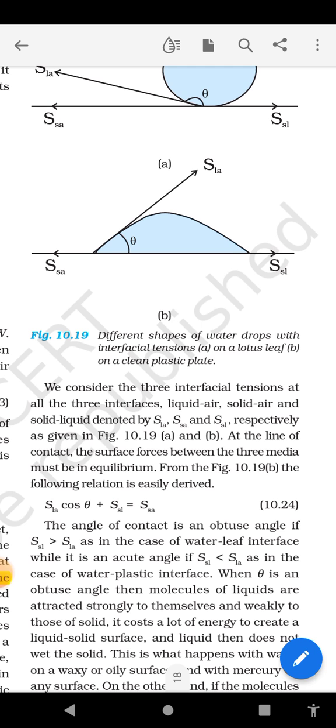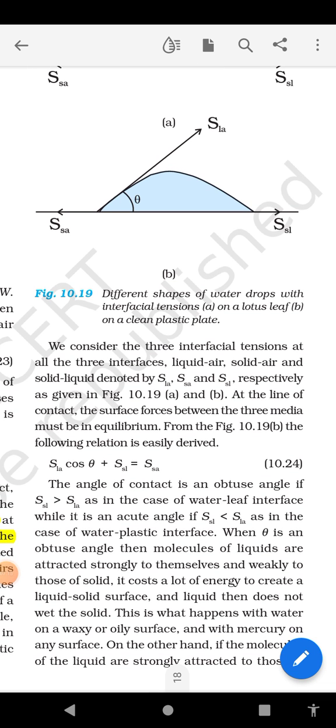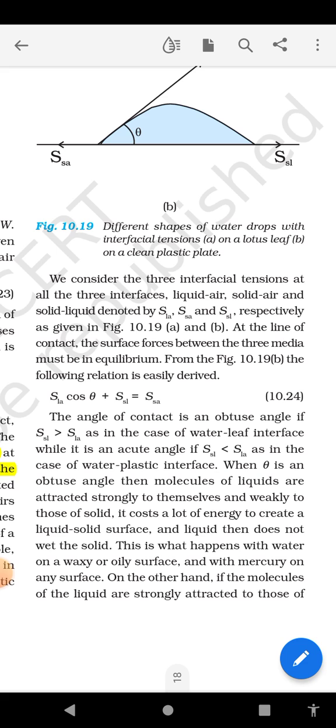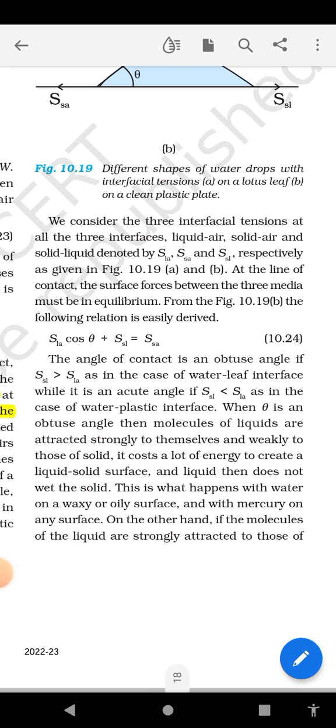The angle of contact is an obtuse angle when the solid-liquid tension is greater than the liquid-air tension, as in the case of the water-leaf interface. It is acute if solid-liquid is less than liquid-air, as in the case of the water-plastic interface. When theta is an obtuse angle, molecules of liquid are attracted strongly to themselves and weakly to those of the solid. It costs a lot of energy to create a liquid-solid surface, and the liquid then does not wet the solid. This is what happens with water on a waxy or oily surface and with mercury on any surface.